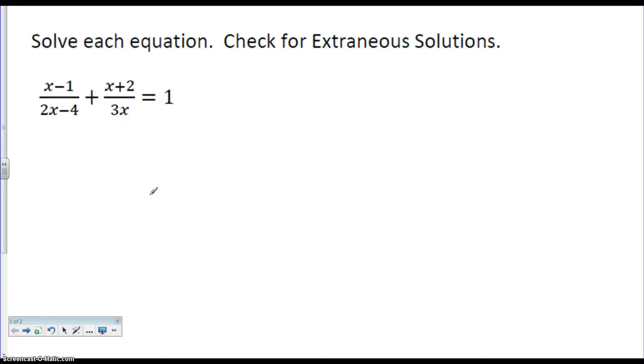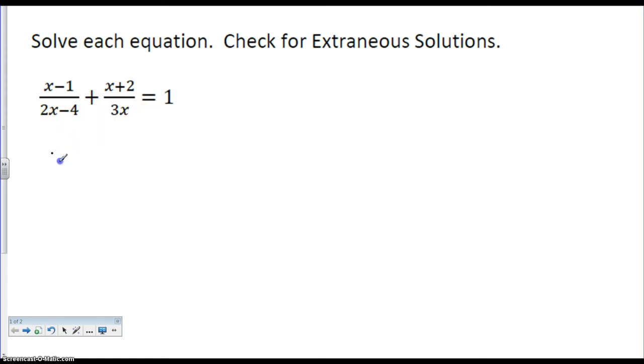So what I wanted to do was just try to have a review of how to solve a rational equation. What we have here, seen in your notes, is question number 4. It's (x minus 1) over (2x minus 4) plus (3x plus 2) over 3x equals 1. When I'm solving these types of things, the first thing I want to do is try to factor out the denominator just to see what the denominators are.